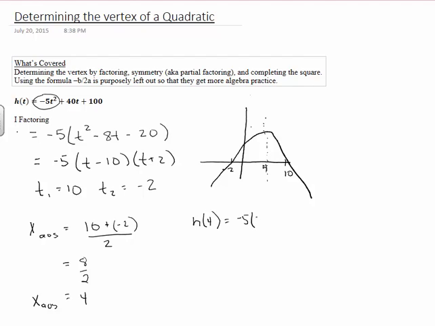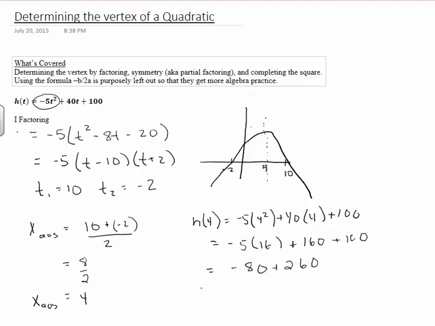So I have negative 5 times 4 squared, plus 40 times 4, plus 100. That gives me negative 80, plus 160, plus 100. So this gives me negative 80 plus 260, which equals positive 180. So therefore, my vertex occurs at positive 4 and 180 on this graph.